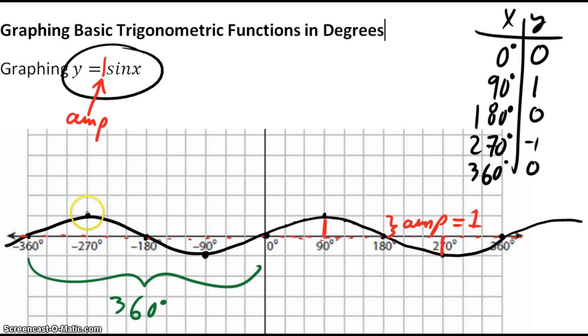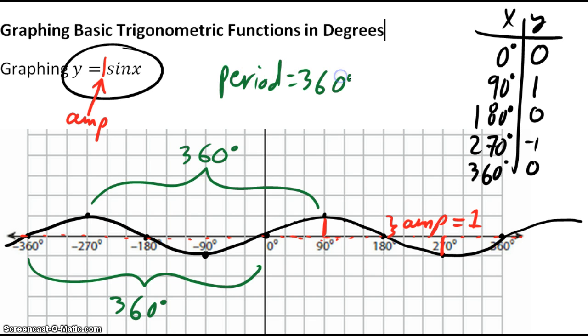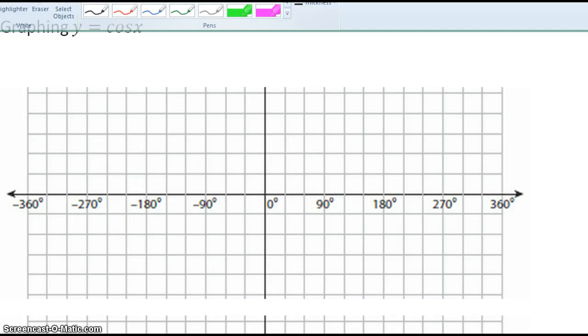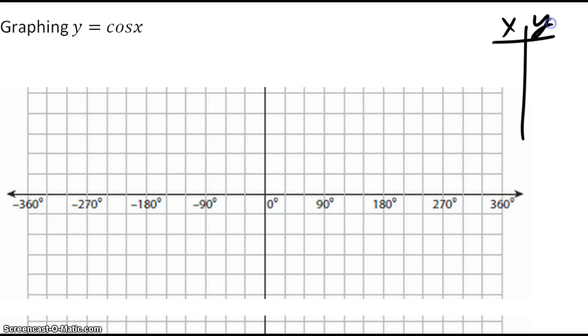You could also start from peak to peak, from here to here, right? That's also 360 degrees. No matter where you start, you'll see that it repeats itself every, in this case, 360 degrees. So the period is 360 degrees, and that is true for y equals sine x. You'll also see it's true for y equals cosine x. So we're going to go down here, and we're going to take a look at y equals cosine x. Now, it's very similar to y equals sine x. We're going to do the same inputs.